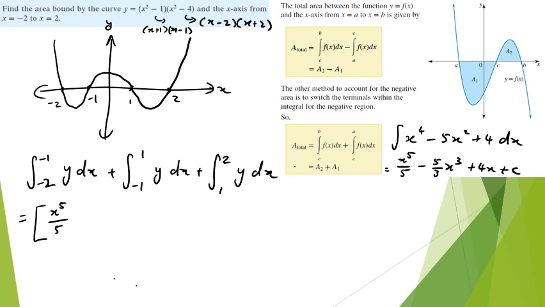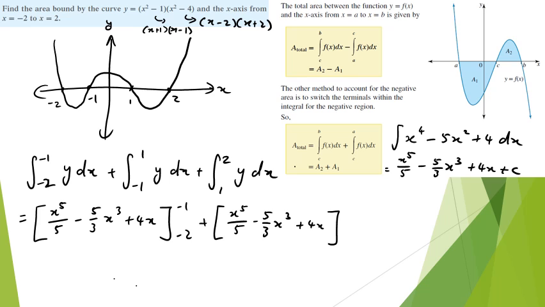So x to the power 5 over 5 minus 5 over 3 x cubed plus 4x, going from negative 2 to negative 1, plus same thing, and then the last one as well.